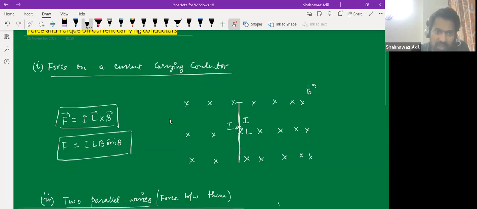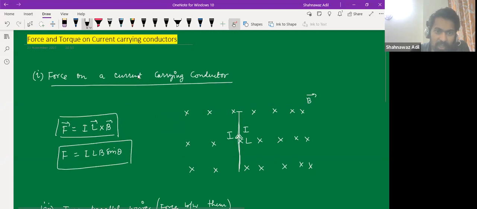First, we are talking about the force on a current carrying conductor, right? We have this current carrying conductor which is placed in an outside magnetic field. The force experienced by this current carrying conductor would be I L cross B, and this is I L B sine theta.